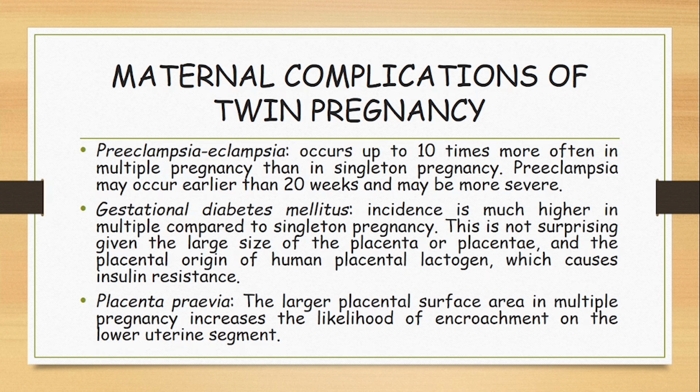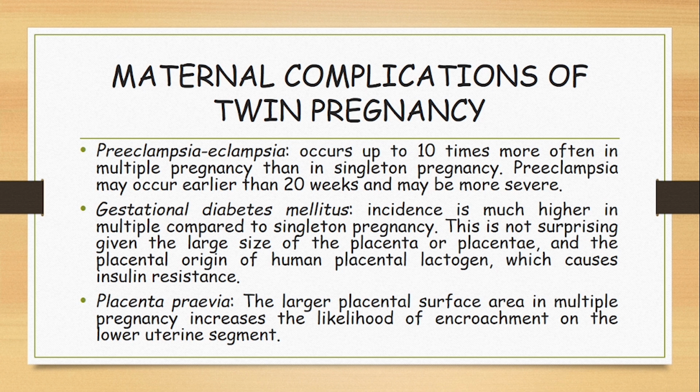Gestational diabetes mellitus. The incidence is much higher in multiple compared to singleton pregnancy. And this is not surprising because of the large size of the placenta or placentae and the placental origin of human placental lactogen, which causes insulin resistance. When we have one placenta, the level of human placental lactogen, HPL hormone, is not as high as that of multiple. With this high level of human placental lactogen, it causes insulin resistance. Once there is insulin resistance, the control of blood sugar is ineffective, and we have excess blood sugar in the capillaries.